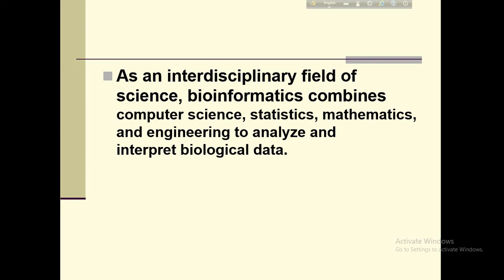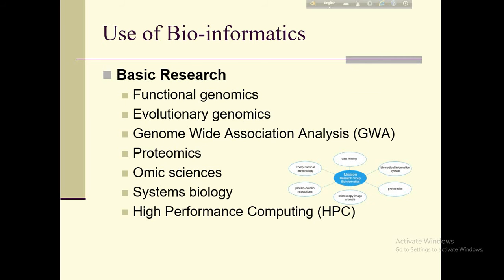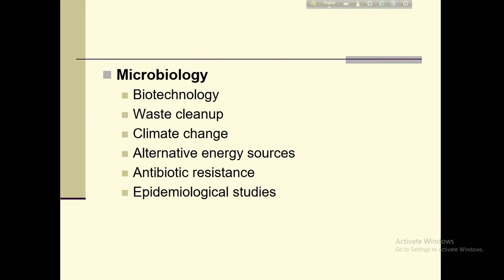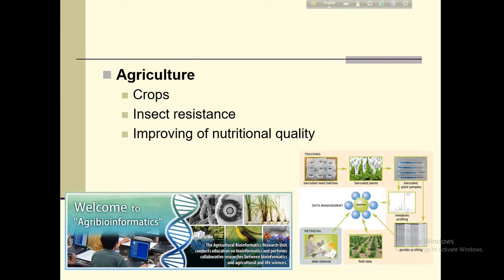Here is the official definition. Bioinformatics combines computer science, statistics, mathematics, and engineering to analyze and interpret biological data. And there are many uses of bioinformatics like basic research and biomedicine, and there are also many topics under biomedicine, microbiology. These are the fields of bioinformatics. In agriculture, bioinformatics is also used.